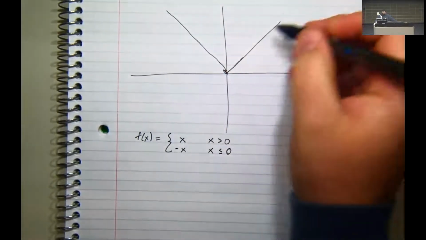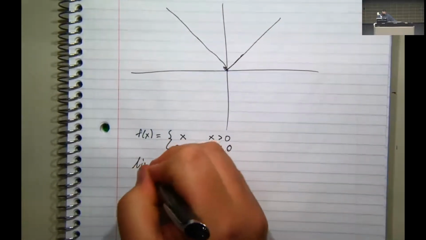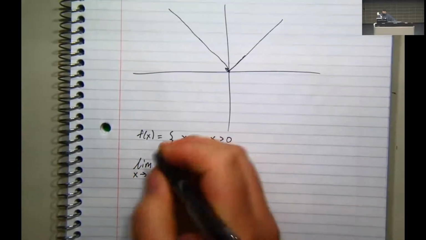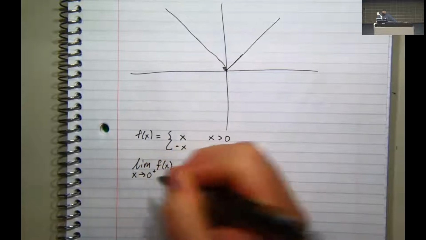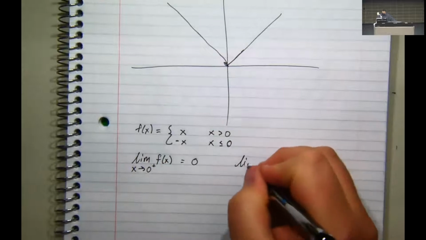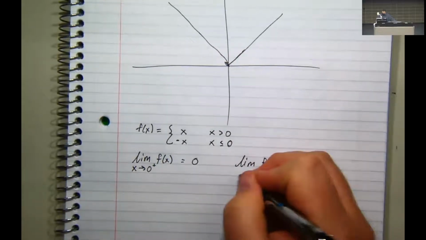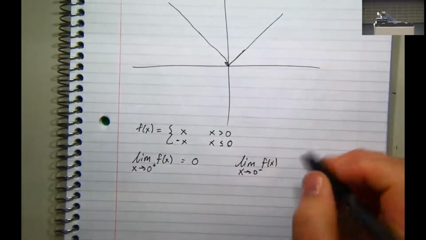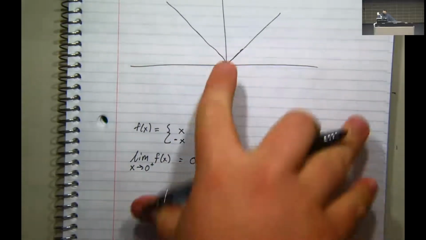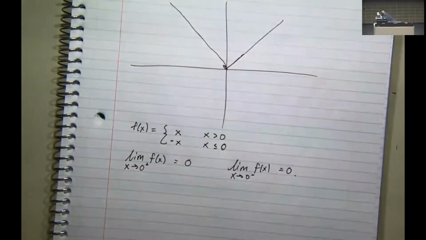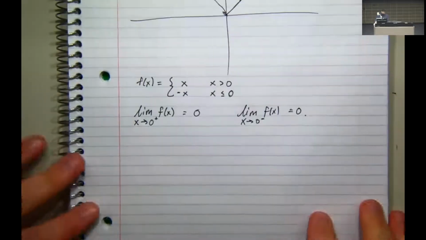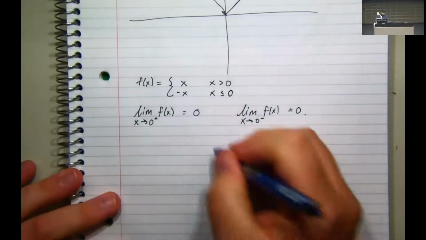Here, if we were to find the limit of f of x as x approaches 0 from the positive, it would be 0. And if we found the limit of f of x as x approaches 0 from the negative, it would be 0. So the limits on the actual function exist. We're good with that. Now, let me just draw one more visual.